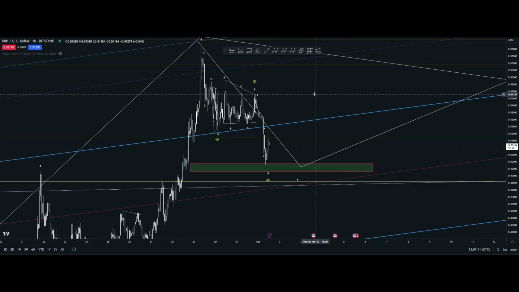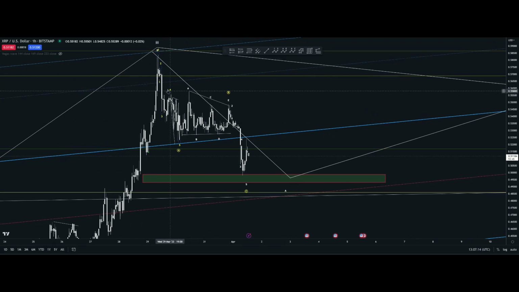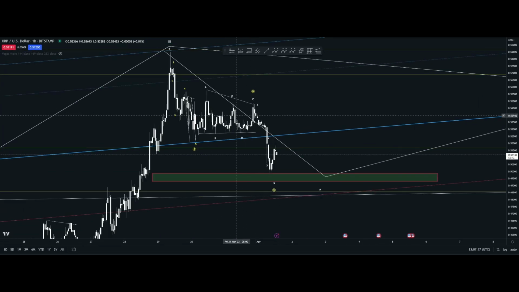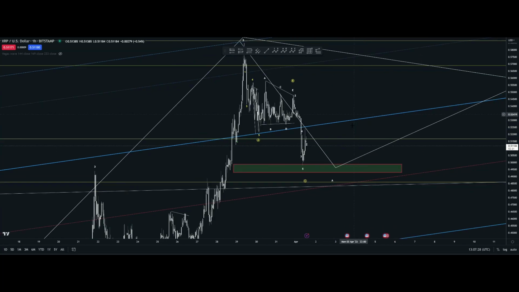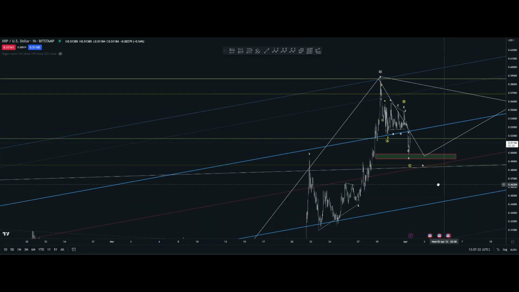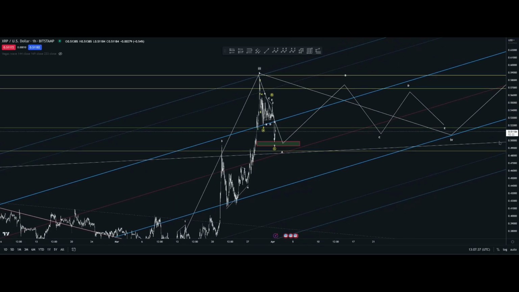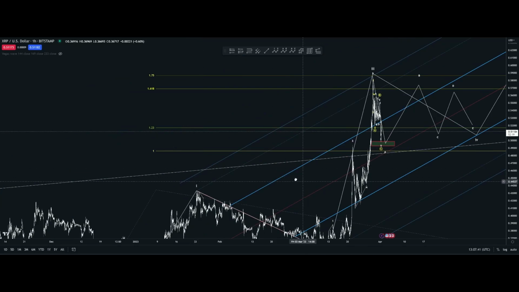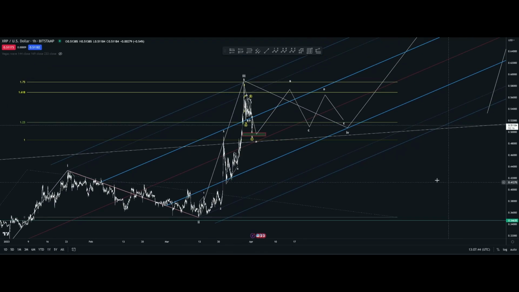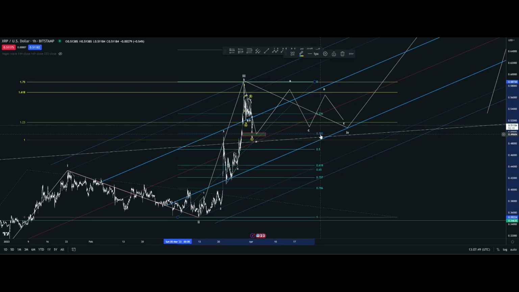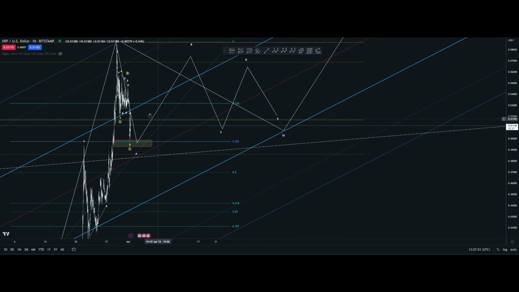A bit further, we have an impulse 1, 2, 3, 4 and a diag here as a 5, and an A, B, C, D, E as a triangle wave B, 1, 2, 3, 4, what seems like a wave 4 and a 5. And I would say that this is only the first leg of a larger thing to come when it comes to Ripple. This is a demand zone, and the most common retracement area for wave 4 is going to be 0.38, and this falls nicely here.